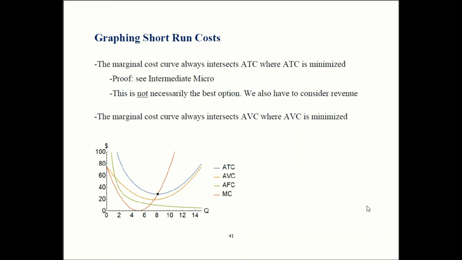It also happens to be true that the MC curve intersects AVC, average variable costs, at the lowest point on the AVC curve. So our AVC curve here is shown in gold, and that bottoms out over here. Non-coincidentally, marginal costs pass through that exact point. The same myth is still a myth, so you're not necessarily trying to minimize average variable costs either. This point might or might not be best. Again, you have to know about revenue to make that assessment.